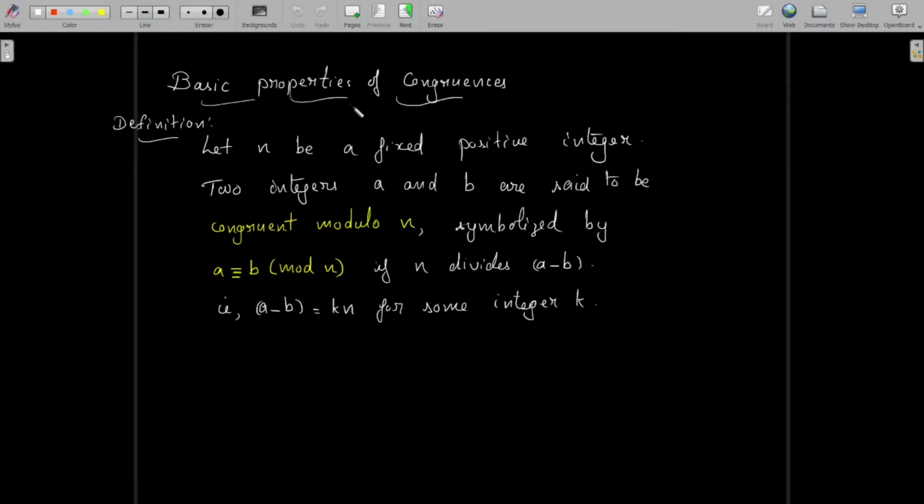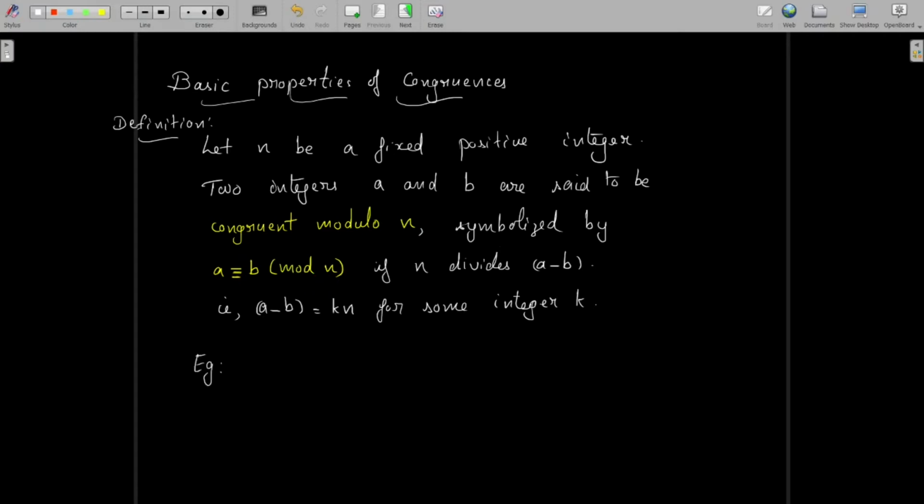Basic properties of congruences. Definition: let n be a fixed positive integer. Two integers a and b are said to be congruent modulo n, symbolized by a ≡ b (mod n), if n divides a minus b. That is, a minus b is equal to k times n for some integer k. That is, a minus b is a multiple of n. In that case, we say a is congruent to b mod n.